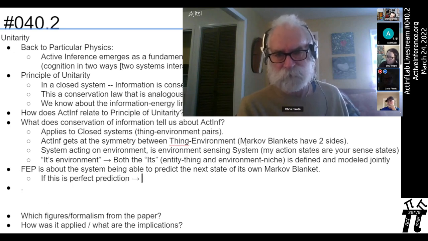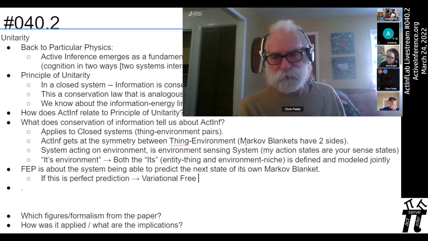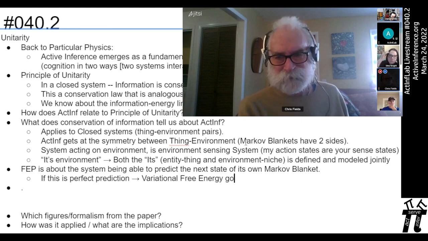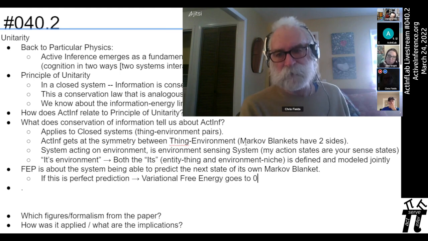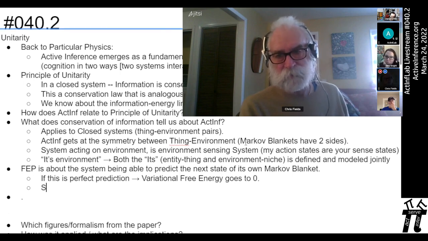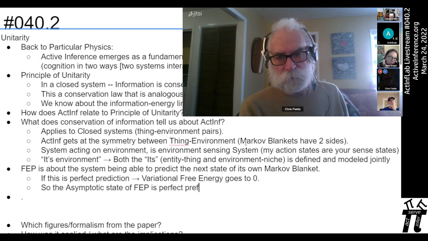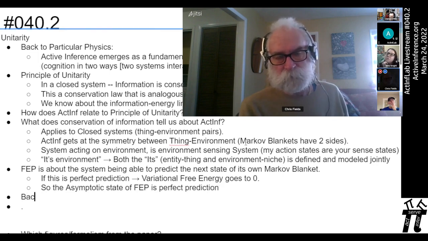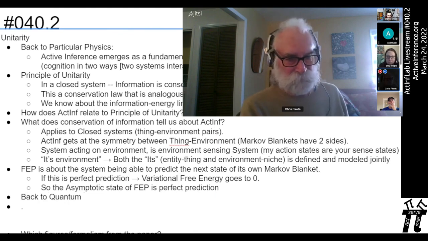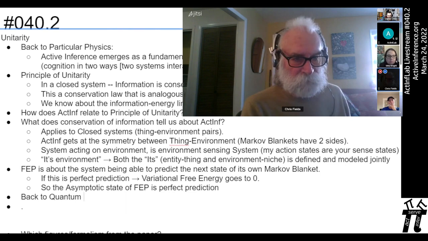And there was a question last time about what's asymptotic in the claim that the free energy principle is asymptotic with the principle of unitarity. And the asymptotic state, as I think Blue pointed out last time, is perfect prediction. Now let's translate all this to quantum theory. And this is where the figure in the paper that shows the disk with the various triangles comes into play. I think that's figure 6, but I've actually forgotten.